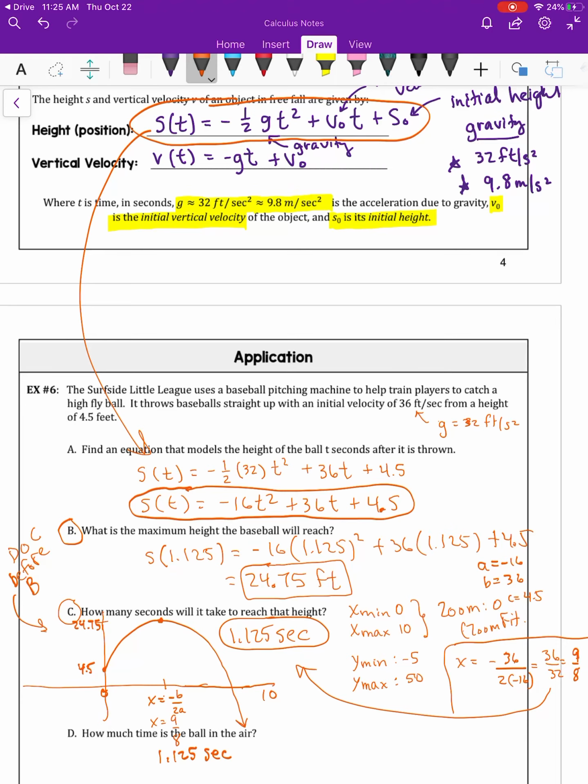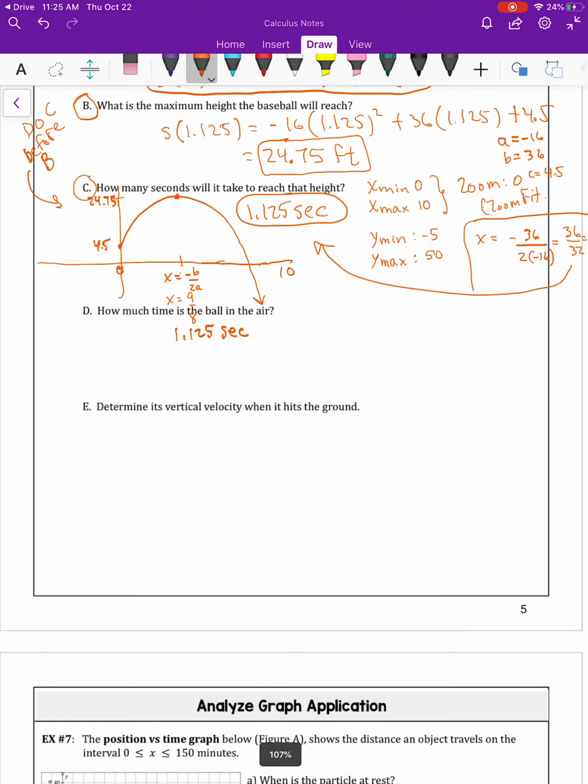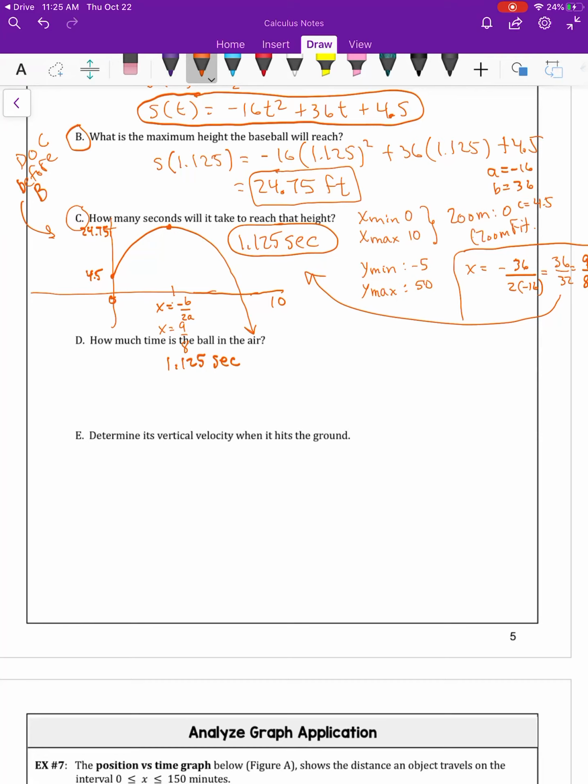And so do you see how we needed C to get B? Okay, so now, how much time is the ball in the air? So what we need to know is, like, when, right here where I'm putting that dot is going to be where, I'll do it in blue. That time, that t value will be how, from 0 to this t, that's how long the ball was in the air. Because this is going to represent hitting the ground, because this is the distance, right?